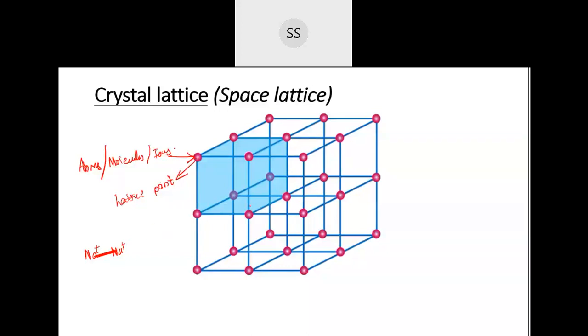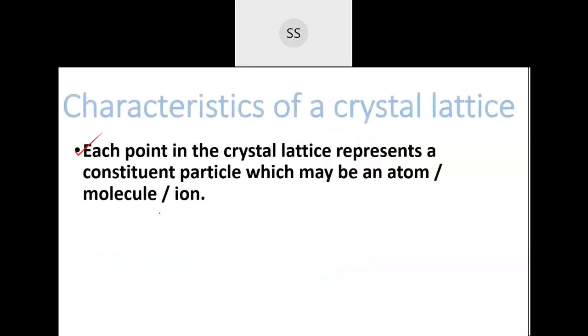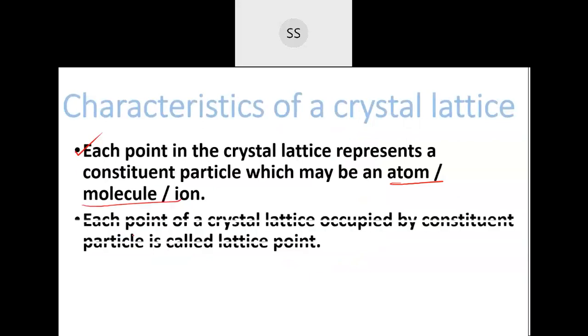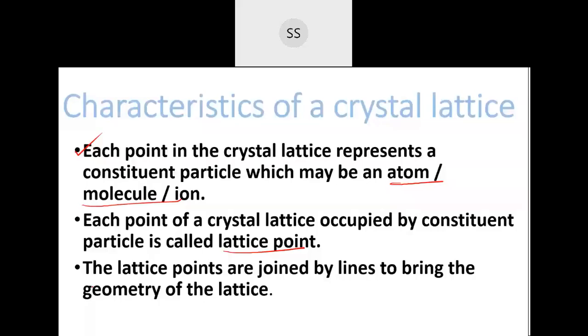So these are the characteristics of this particular crystal lattice. Characteristic one, I've told you, each point over here represents a constituent particle. And every point occupied in the crystal lattice is called a lattice point. And the last one, I said, these lattice points are joined together by lines just to get the geometry of this lattice, because each crystal's arrangement will be different. When you join these lines together, you will be able to see what different geometries are there for these particular crystals. So write down these characteristics of crystal lattice.